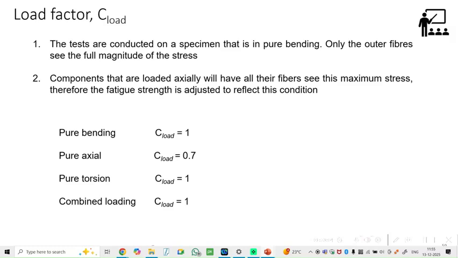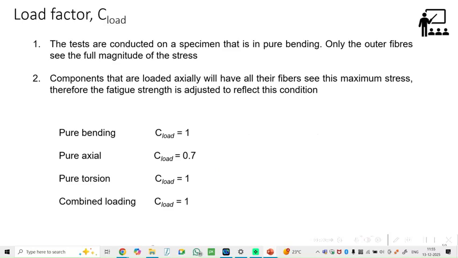That Shigley book is there. Have you people referred to Shigley? Yes, we are referring to Shigley. So that particular fatigue topic is given nicely there, and this is very generic.